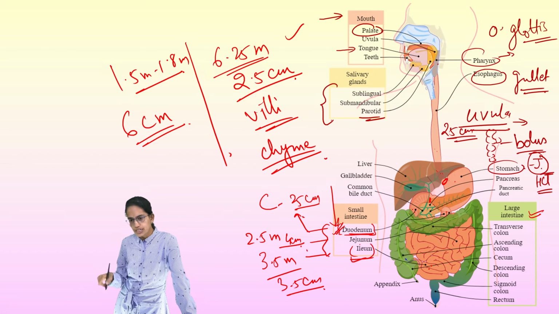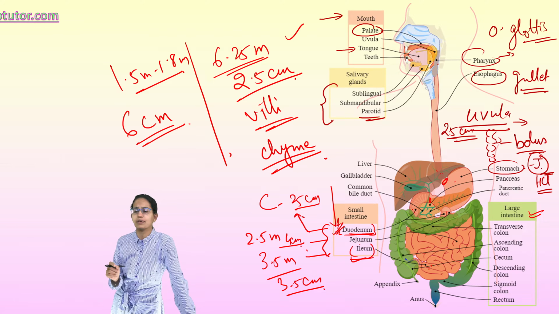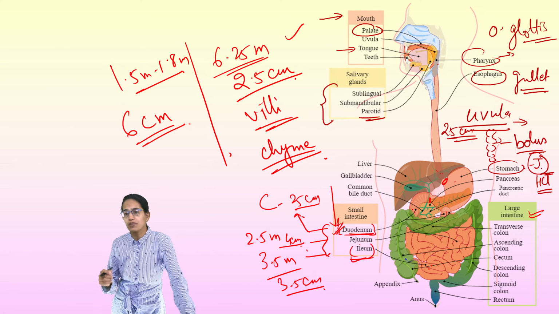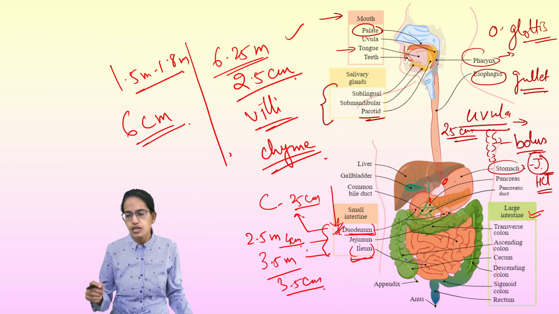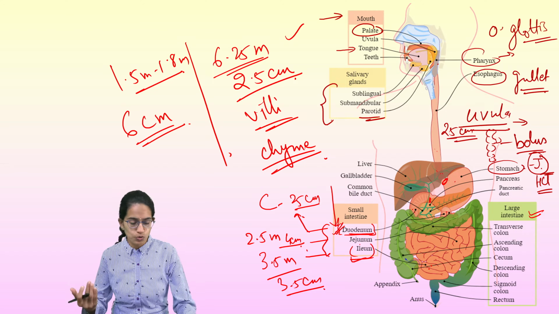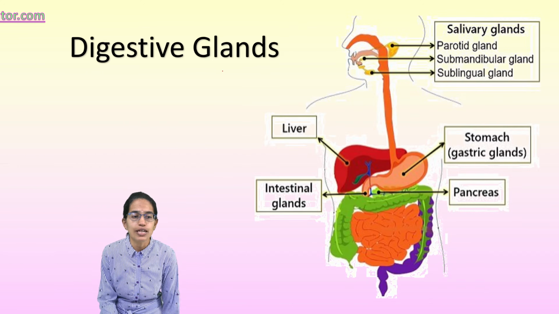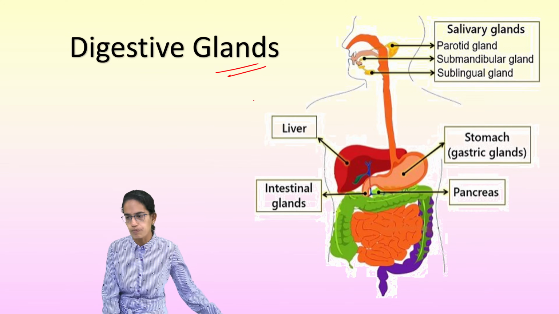The next is colon. Colon is an inverted U-shaped tube. It has the ascending limb, the transverse limb, the descending limb, and the lower section is known as sigmoid. After that is rectum, which is around 20 centimeters long, and the tip of the rectum is the anus, which is guarded by the anal sphincter muscle, and through which the defecation or egestion process takes place. Now the glands used in digestive system are important.